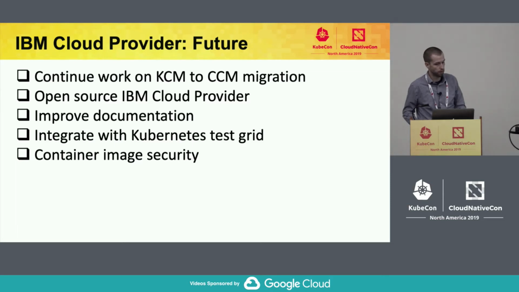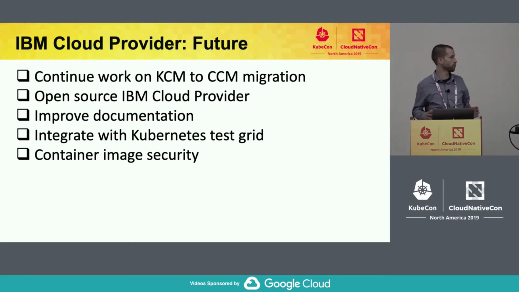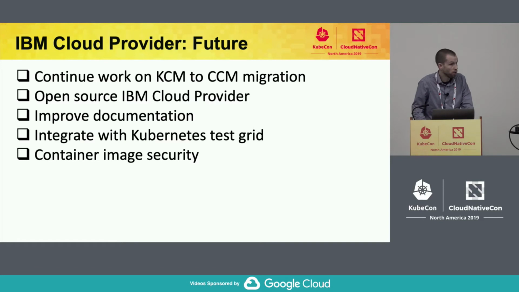And like I said, right now our cloud provider is just used in IKS and ROCs. And we would love to hear if folks have interest in building their own Kubernetes clusters on IBM Cloud. In that case, would you be interested in the IBM Cloud Provider and in using that? Of course, that would mean we'd need to open source that. So that's one area that we're looking at. With that, if we do open source, we need to do improved documentation for usability. The next area that we're looking at, and this is a community initiative as well, is integrating cloud provider testing with the overall CI/CD testing for Kubernetes.